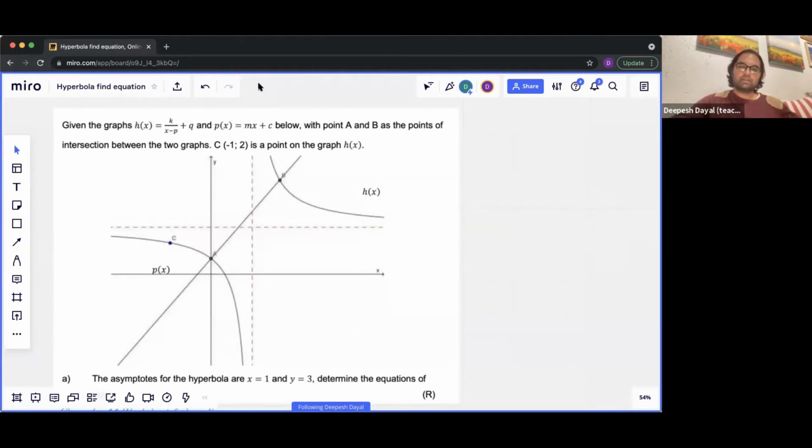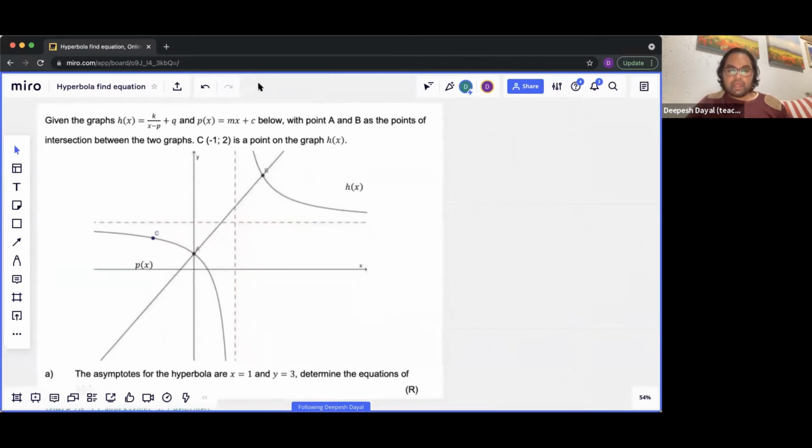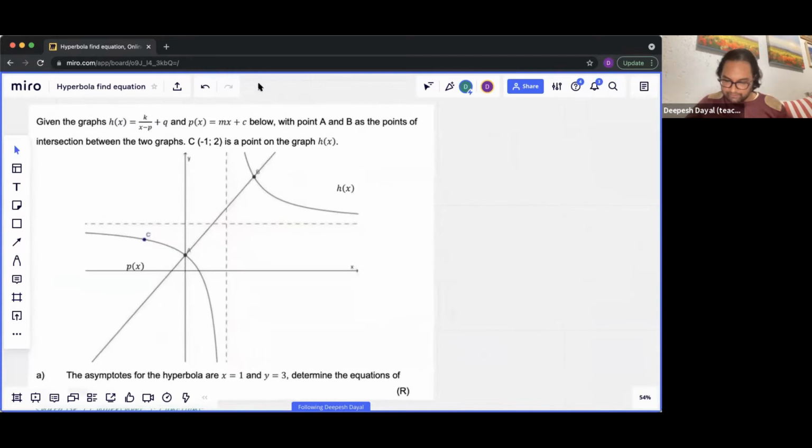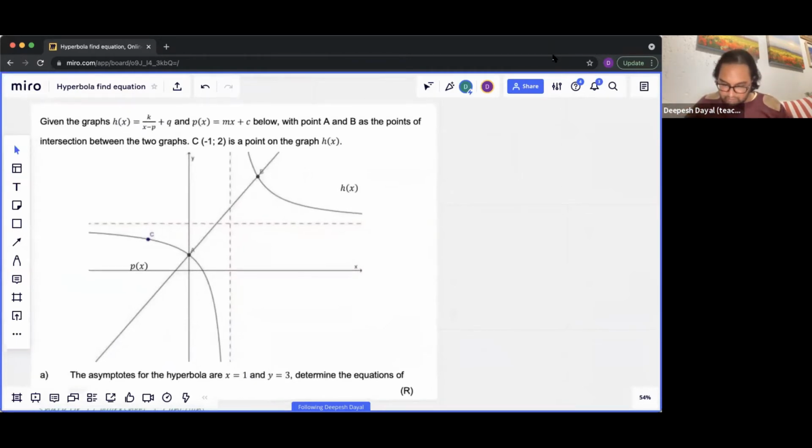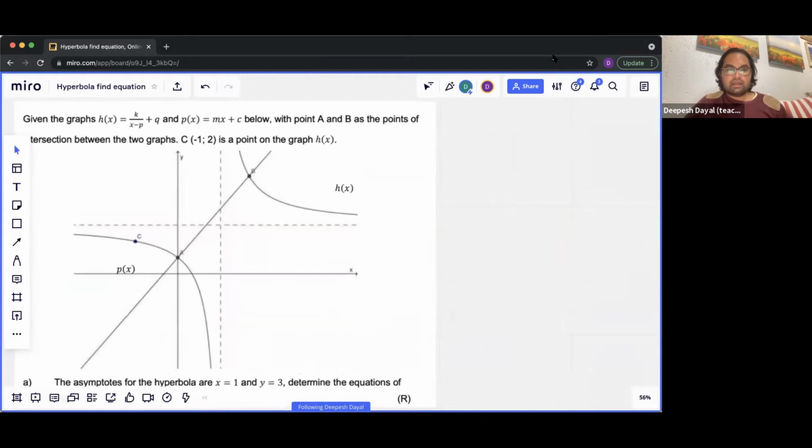Okay. So our focus is, however, on the hyperbola, right? Which is h(x). So we've got the asymptotes of the hyperbola here being x equals 1 and y equals 3, right? I hope that you can all see this okay, but it's x equals 1 and y equals 3. Let's try and zoom in a little bit more. I think that's fine. You'll be able to see it here.